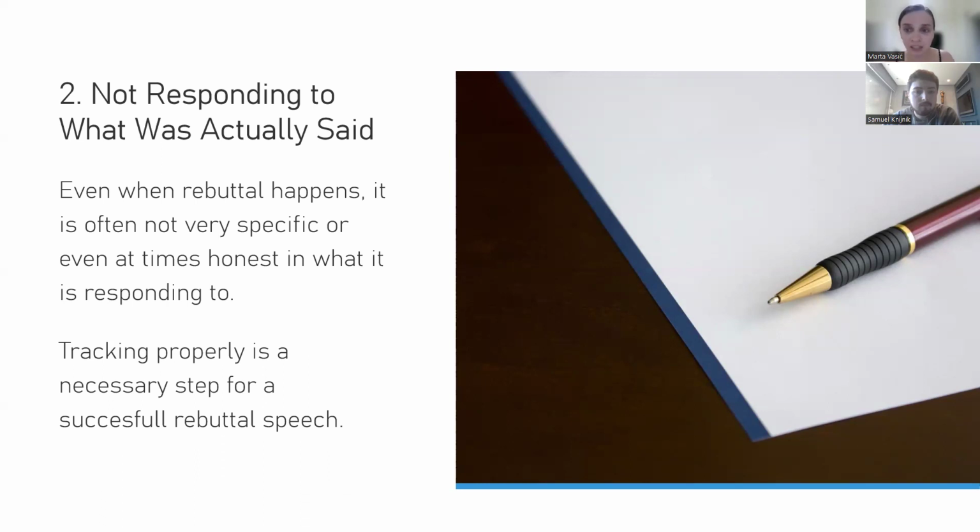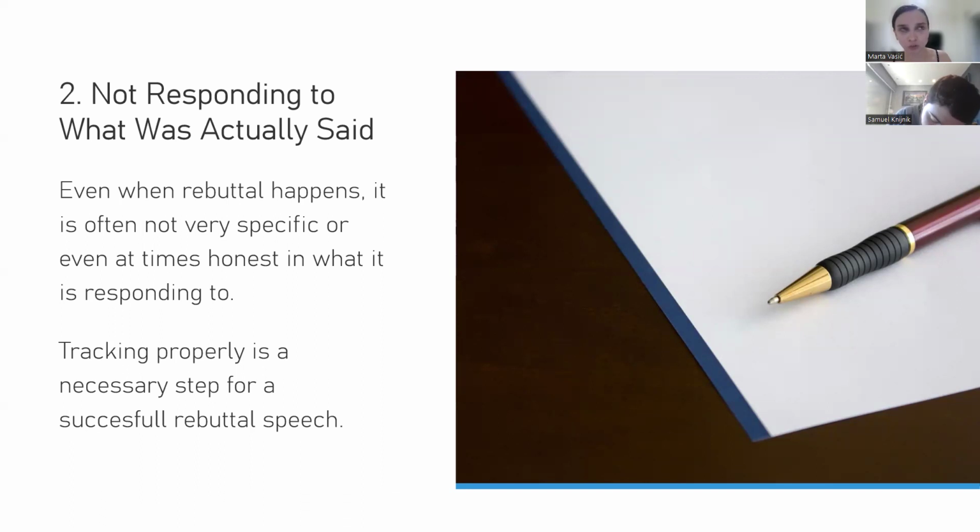I think the key to overcoming this mistake is tracking very properly. This is also a skill that is not that present in debating, or not emphasized that much. But in order to respond properly to an argument, you need to track it properly. This is a prerequisite, or a precondition, if you like, to be able to respond to anything in a very good and comprehensive way. So I think this is just the very first step.